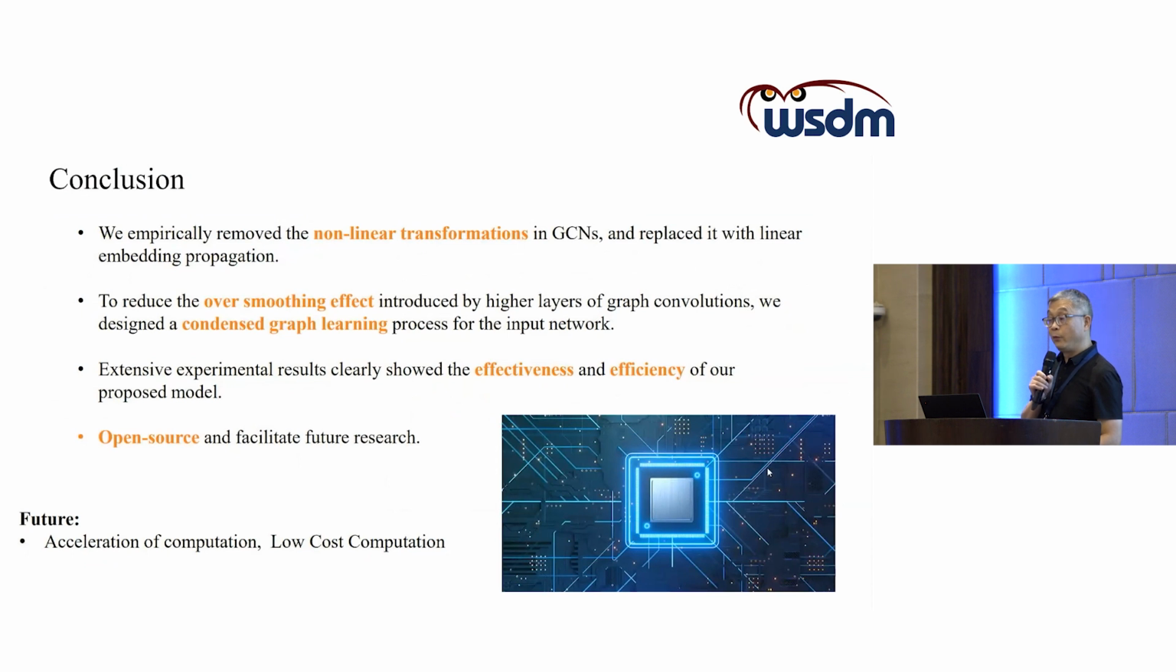Okay, so finally, let's quickly conclude. In this work, we empirically studied the simplification of the GCN-based CF approach by removing the nonlinear transformation in the GCN model and replacing it with only the linear embedding propagation setting. To reduce the over-smoothing effect introduced by the higher layers of graph convolution, we designed a condensed graph learning process for the input network, and the extensive experimental results on 4 datasets clearly show the effectiveness and efficiency of our proposed approach.